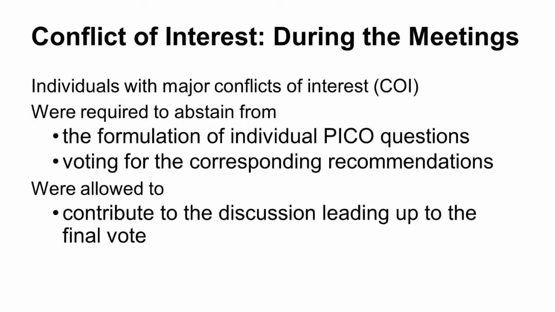Individuals with major conflicts of interest with respect to the individual PICO questions were required to abstain from the formulation of those questions in meeting 1 and the voting for those corresponding recommendations in meeting 2. They were, however, allowed to contribute to the discussion leading up to the final vote.